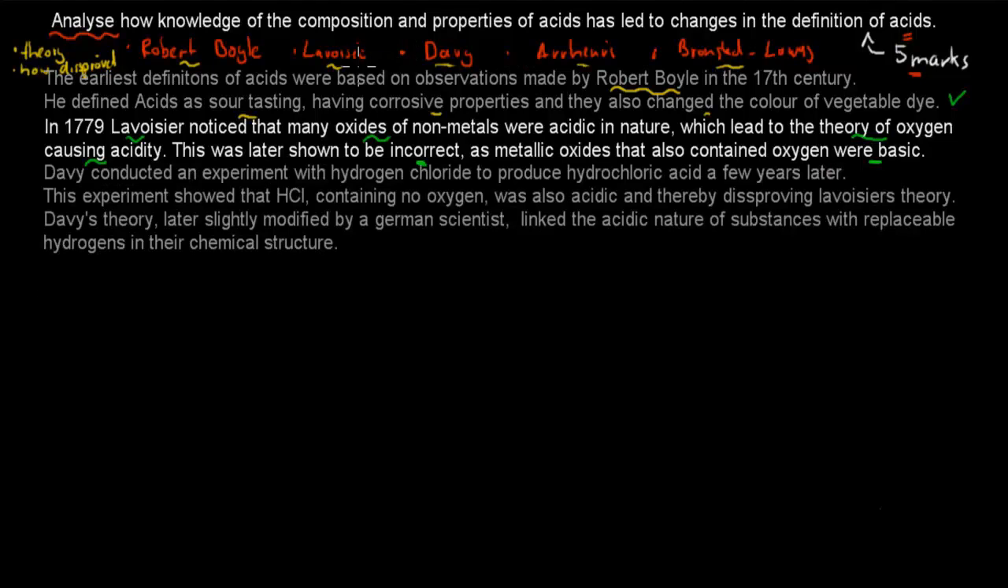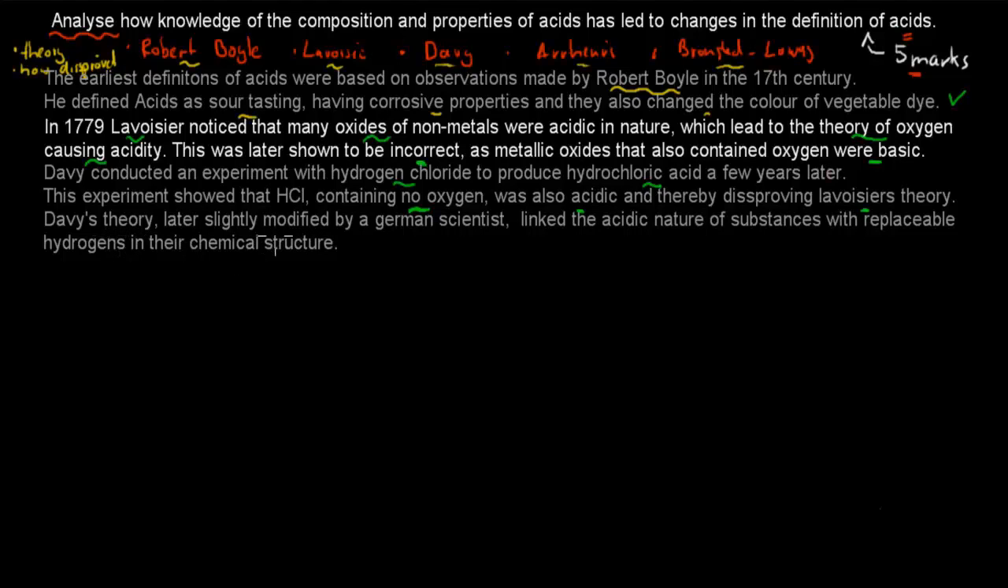That was Davy, who came after Lavoisier. Davy conducted an experiment with hydrogen chloride, putting it in water to produce hydrochloric acid. This experiment showed that hydrochloric acid, containing no oxygen, was still acidic, thereby disproving Lavoisier's theory. It was evidence that oxygen itself was not important for acidic behavior, because you could have hydrochloric acid with no oxygen that still produced an acidic solution.